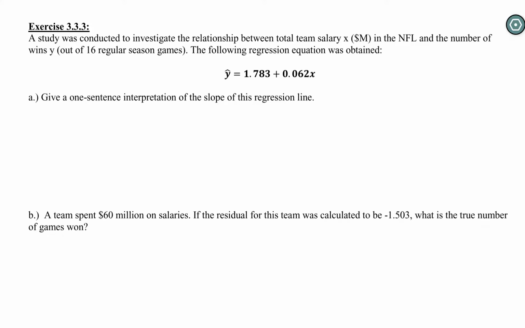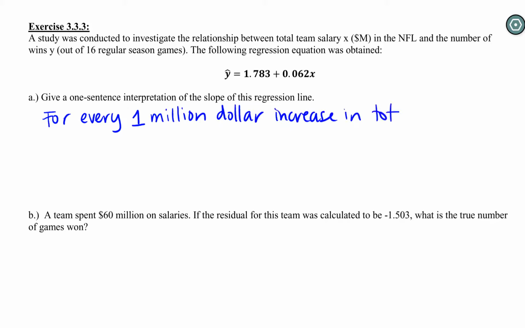Welcome back. All right, our one sentence interpretation, we need to say for every, or for each. I always use every. I don't know why I haven't changed the actual interpretation. But for every one, now we need our units. So our X is in millions of dollars, right? So for every $1 million increase in total team salary, so all I input here was the units for my X and then what my X variable was.